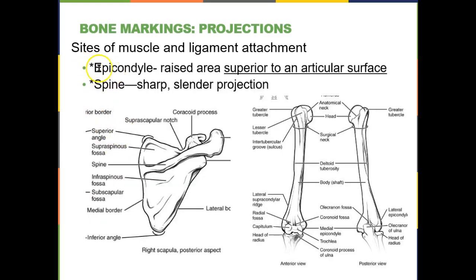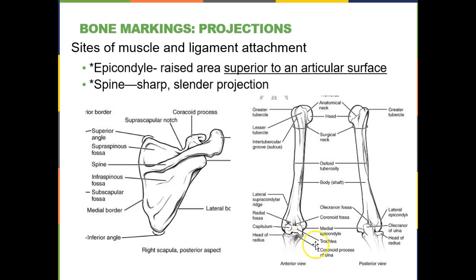Moving right along, epicondyles. I should have done condyles first. A condyle is an articular surface, usually rounded, can be concave or convex. An epicondyle is just superior to a condyle.